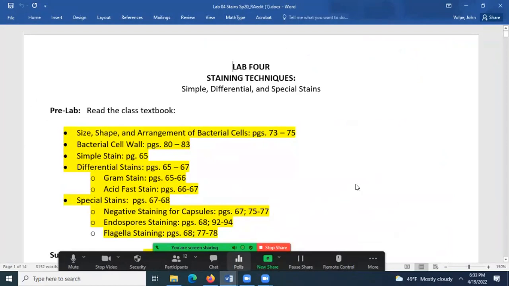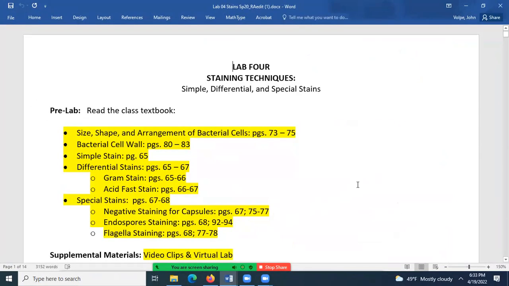Lab 4 is on staining techniques. We're going to talk about simple, differential, and special stains. You should read the class textbook before doing the lab, and there's a fair amount of reading, but each section is just very short. But there's a large number to read because we have different types of cells that we stain.